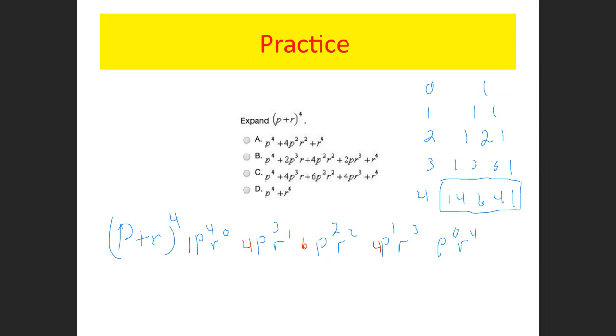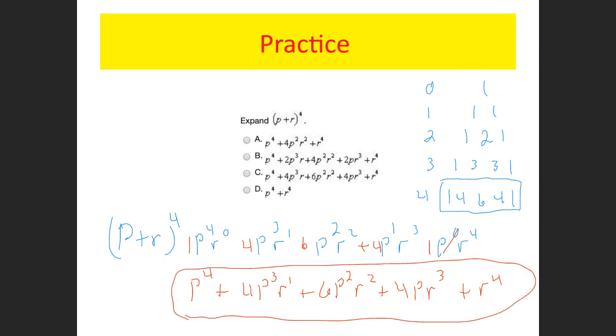And then I have to simplify. 1 times p to the fourth, r to the 0. R to the 0 is 1, so my first term is p to the fourth. Plus 4 p to the third r to the first. Then plus 6 p squared r squared, plus 4 p r to the third, plus, and p to the 0 is just 1, so I don't have to write it in, r to the fourth. I'm done. Look how quickly that was. That was less than a couple of minutes.